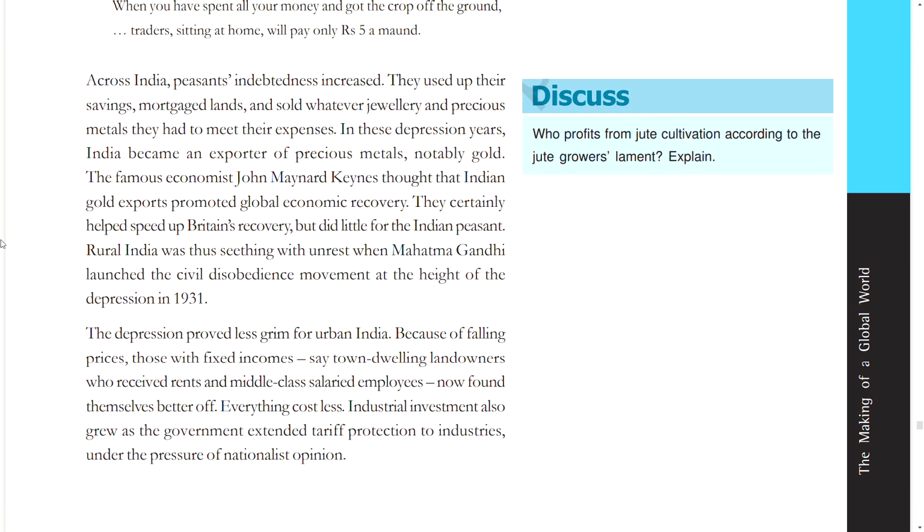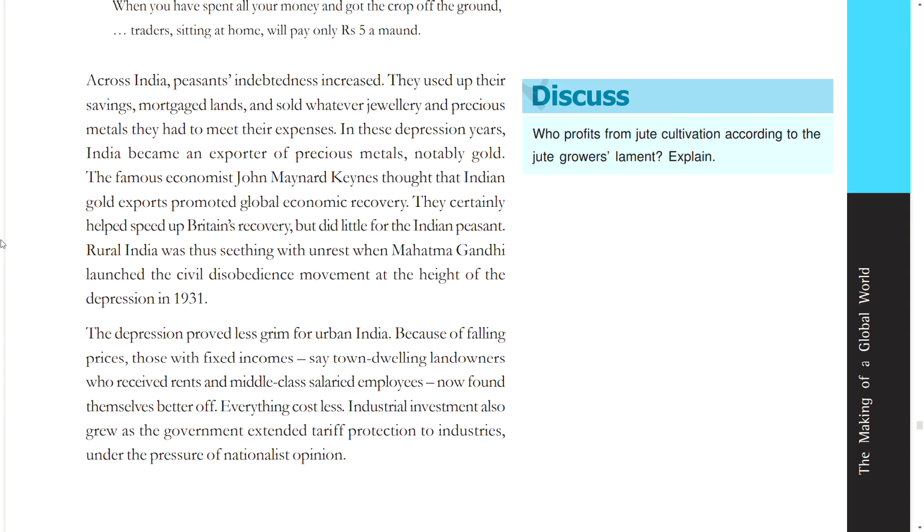Across India, peasants' indebtedness increased. They used up their savings, mortgaged lands, and sold whatever jewelry and precious metals they had to meet their expenses. In these depression years, India became an exporter of precious metals, notably gold. The famous economist John Maynard Keynes thought that Indian gold exports promoted global economic recovery. They certainly helped speed up Britain's recovery, but did little for the Indian peasants.